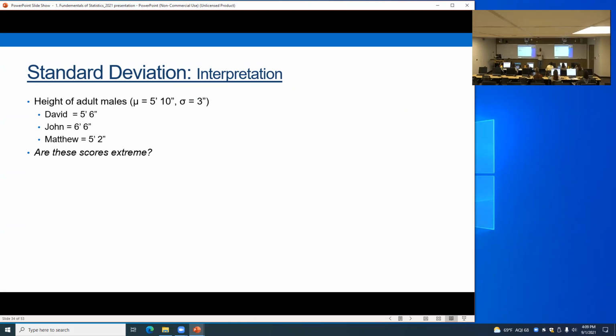A little more than the standard deviation below, right? So David's maybe a little shorter, but he's not incredibly small. Right? And then we got John. John is 6'6". What do you think, Basha? Is John inordinately tall? Yeah. John's over 2 standard deviations above the mean, right?